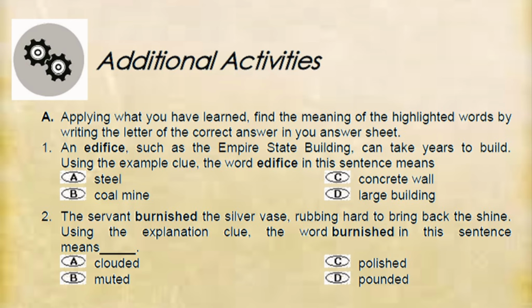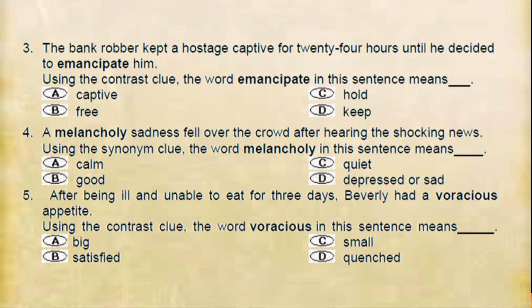2. The servant burnished the silver vase, rubbing hard to bring back the shine. Using the explanation clue, the word burnished in this sentence means blank. A. Clouded. B. Muted. C. Polished. D. Pounded. 3. The bank robber kept a hostage captive for 24 hours until he decided to emancipate him. Using the contrast clue, the word emancipate in this sentence means blank. A. Captive. B. Free. C. Hold. D. Keep.